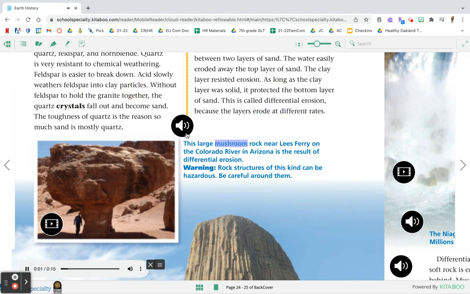This is called differential erosion because the layers erode at different rates. This large mushroom rock near Lee's Ferry on the Colorado River in Arizona is the result of differential erosion. Warning: rock structures of this kind can be hazardous. Be careful around them.